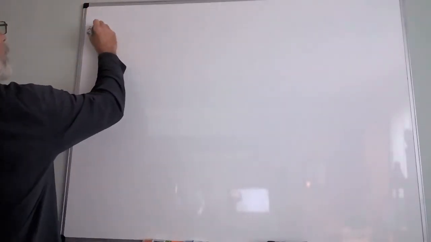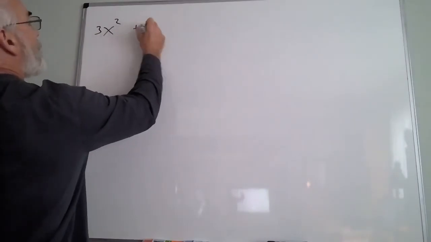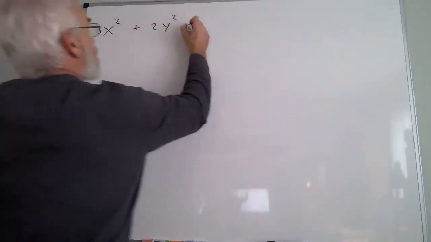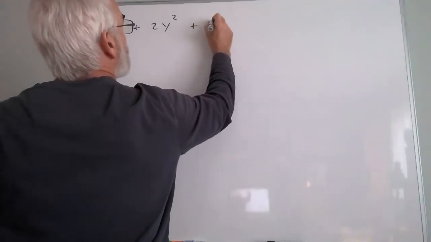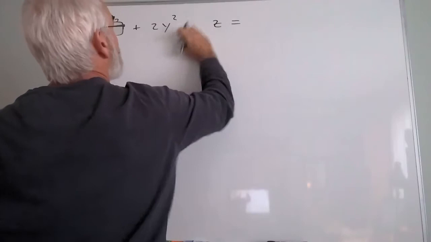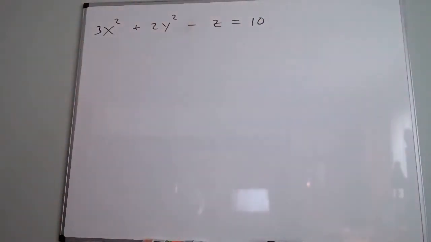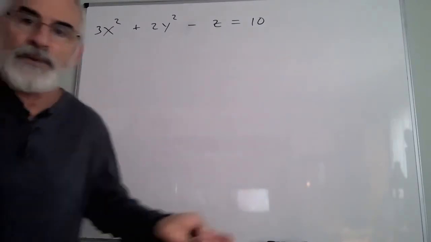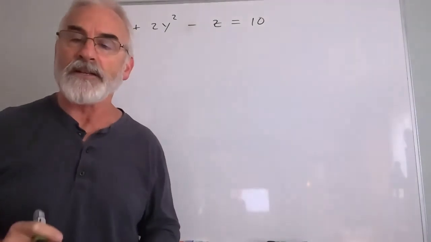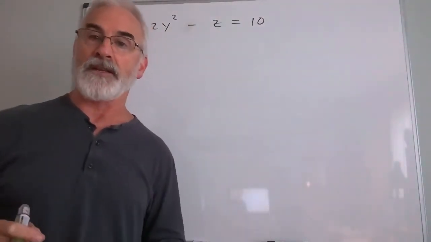So let's start simple. Let's suppose I have something of the form, let's say 3x squared plus 2y squared plus z, and that equals, actually, I'll say minus z, and that equals 10. Okay? And I'd like to know, what is this? Now, if I can graph it, that would be really nice, but more importantly, I need to know what it is and potentially where it is in the XYZ system.